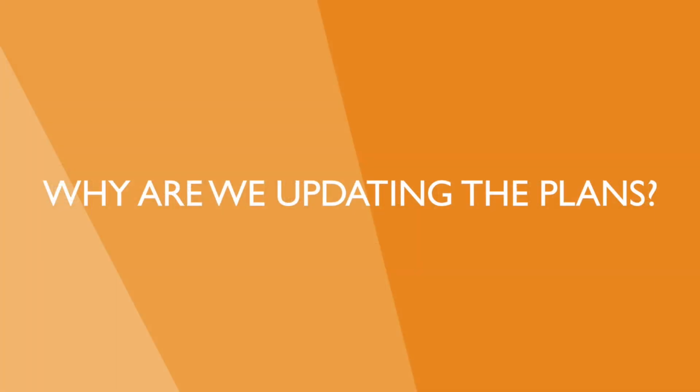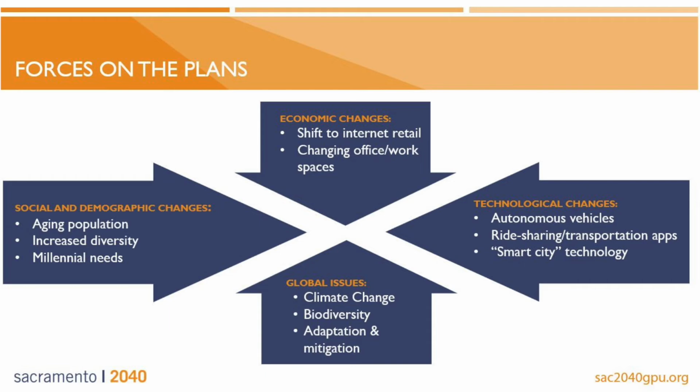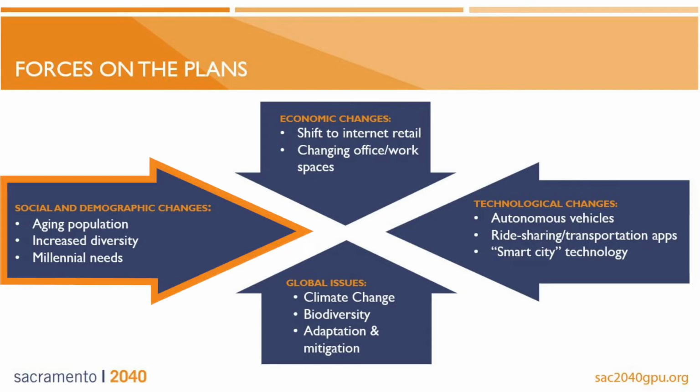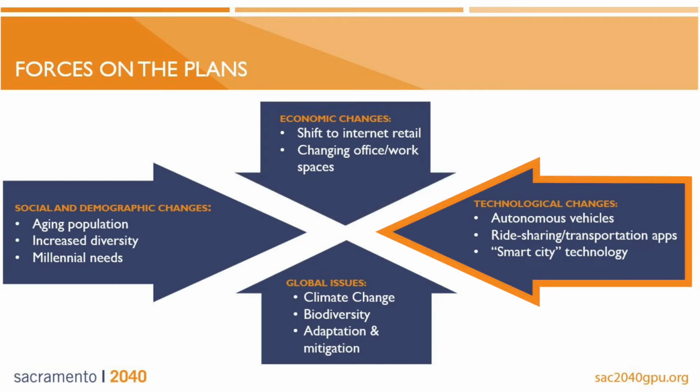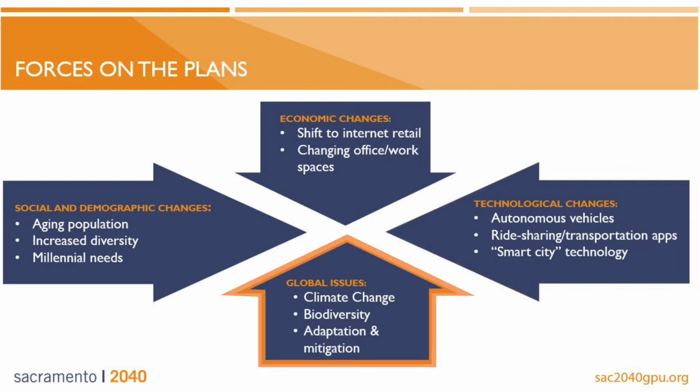So why are we updating the plans? It has been 10 years since the last major update to the general plan, and times have changed. More baby boomers have entered their retirement years, and today millennials have entered the workforce. We've seen economic changes like the rise of online shopping, which is leading to shrinking demand for physical store space from some retailers. New technology is changing the way we get around and the way that city services are delivered. And then there are global issues that affect us as well, like climate change. All of these trends have implications for the way we plan and design our city.